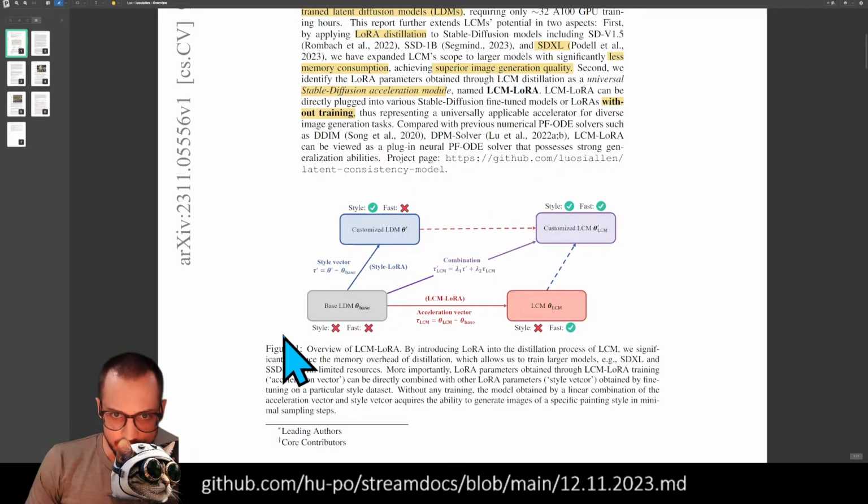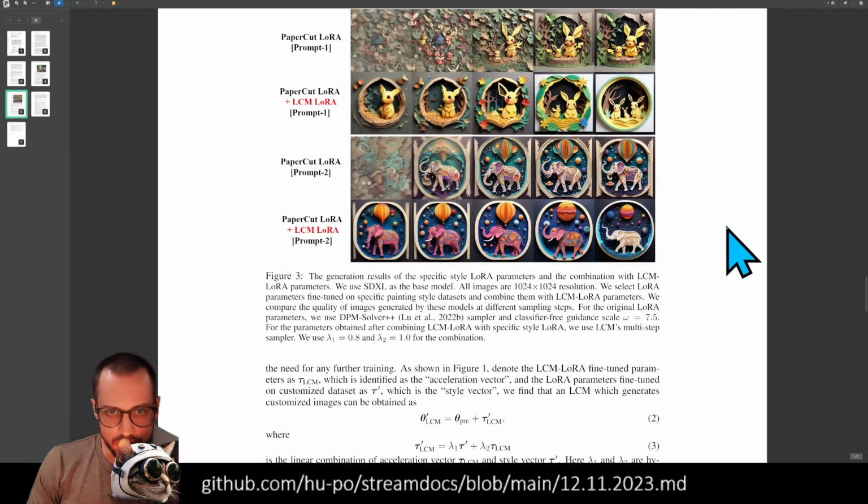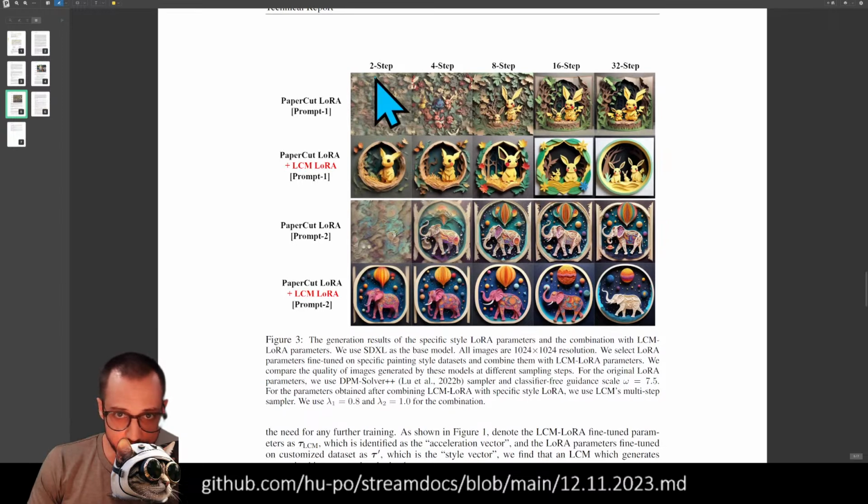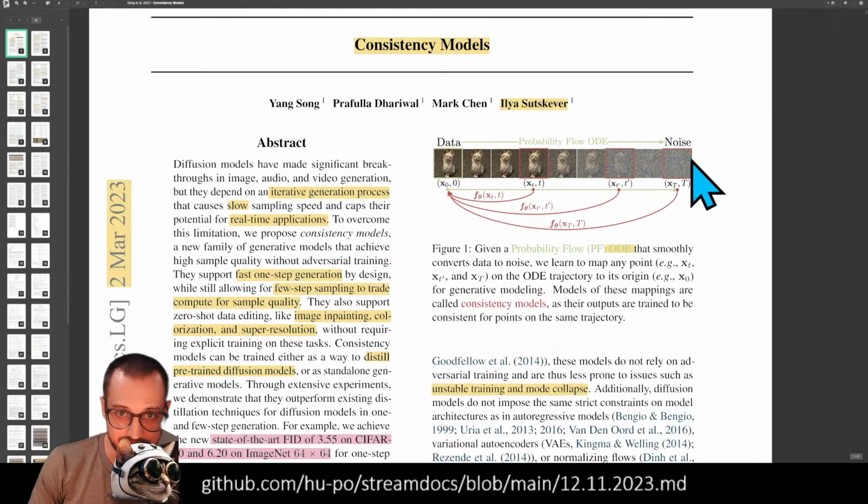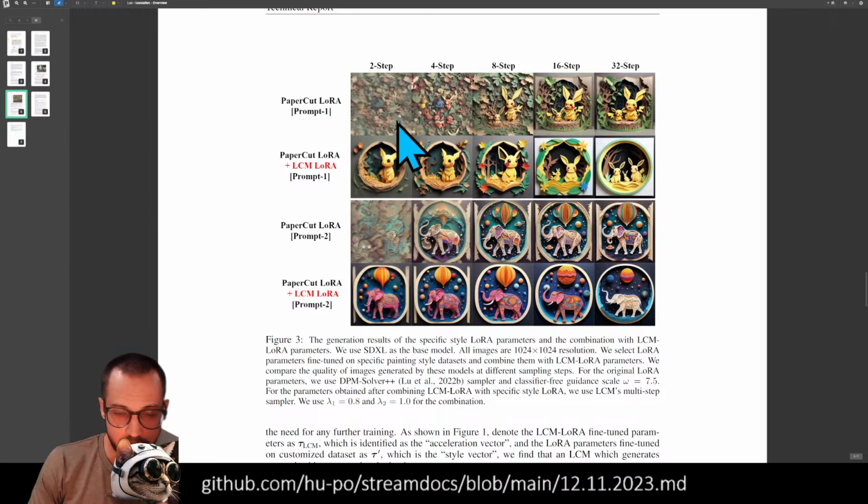Okay, so I think this figure one is pretty important here. Actually, wait, let's show this one here. This figure is showing you the result of a diffusion model at multiple steps, right? Where it says 2-step, 4-step, 8-step, 16-step, 32-step, that's basically the number of steps it takes to get to an image. So you can see that the original diffusion model, ignore the paper cut LoRa here, takes about 16 steps to give you something that looks good, and then 32 steps to really give you that clean, crispy picture of a Pikachu that you're looking for, right?